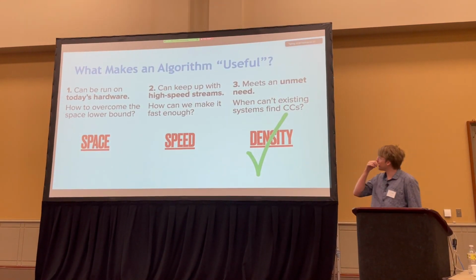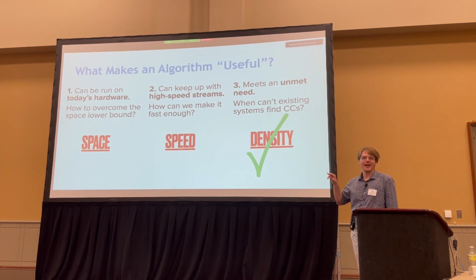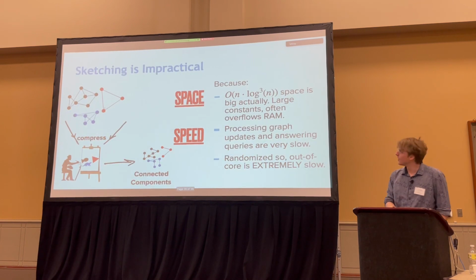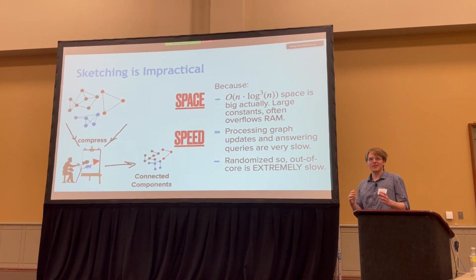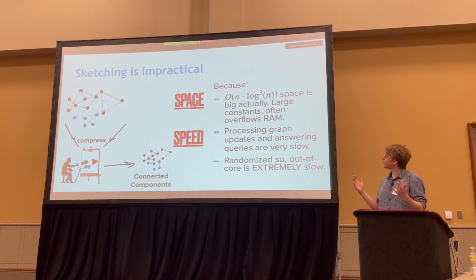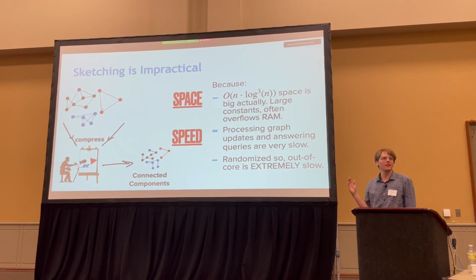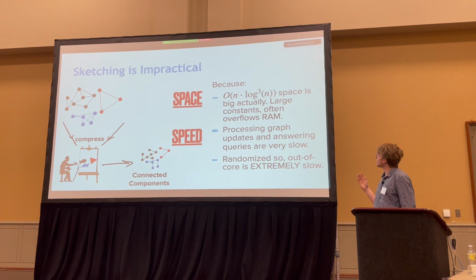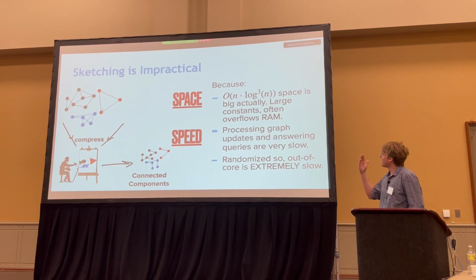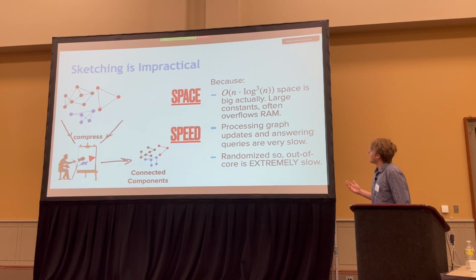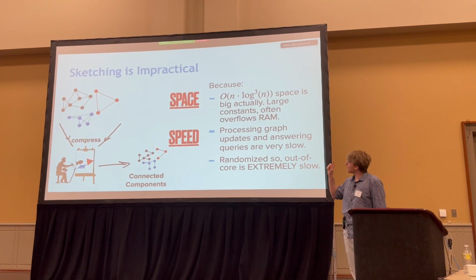So now I want to say a little bit about space and speed and how we overcome those challenges to make a useful algorithm for this problem. Remember I talked about this sketching algorithm before, and then we were all sad, because we realized that space complexity is actually rather high for many graphs that we would like to compute on in practice. Constants are large, and the asymptotics are such that it is often going to overflow RAM in practice. That's a space concern. We also have some speed concerns.